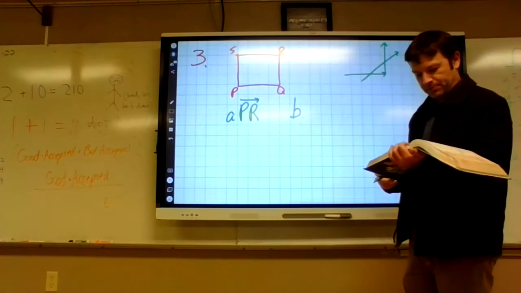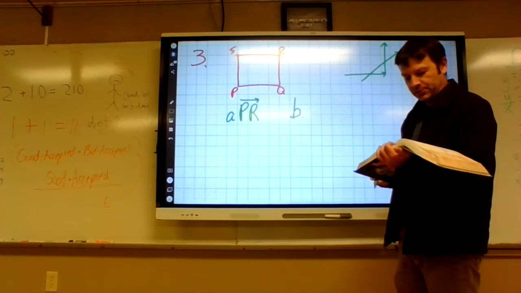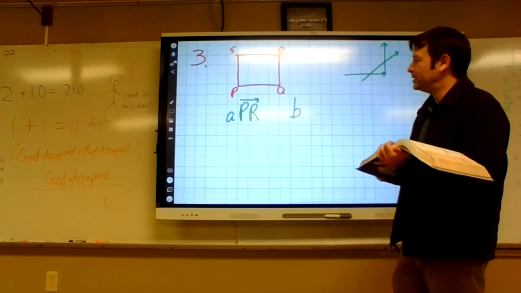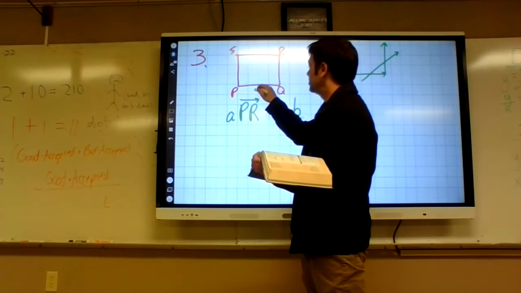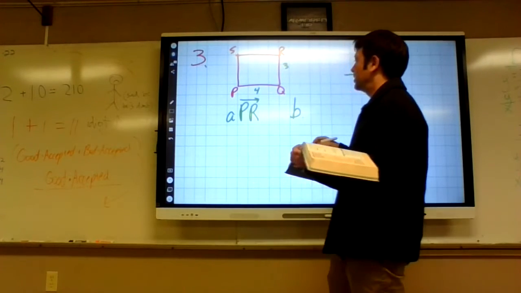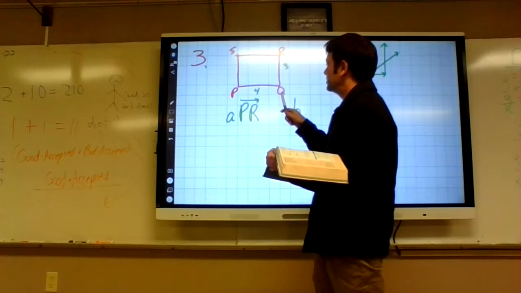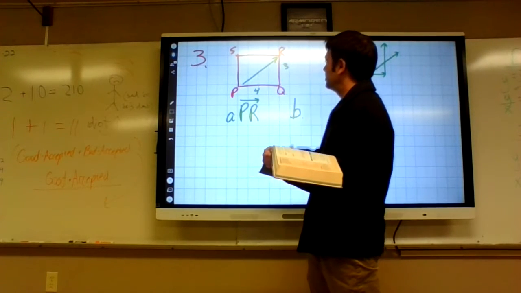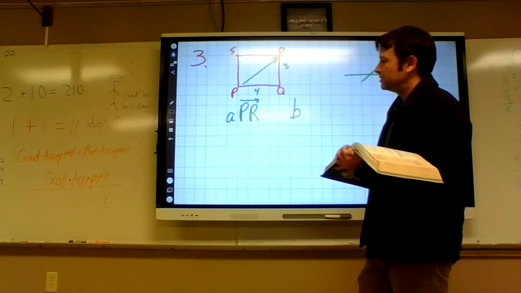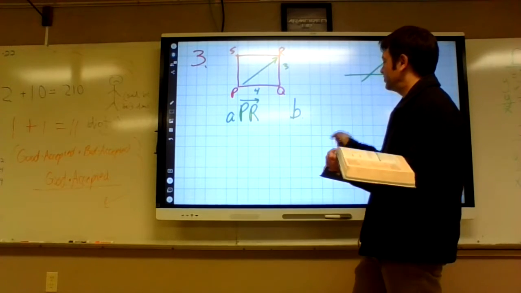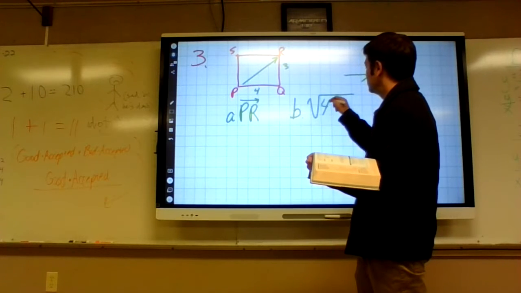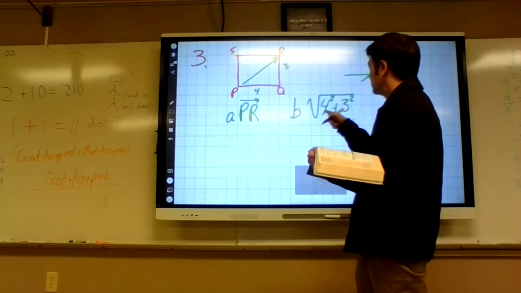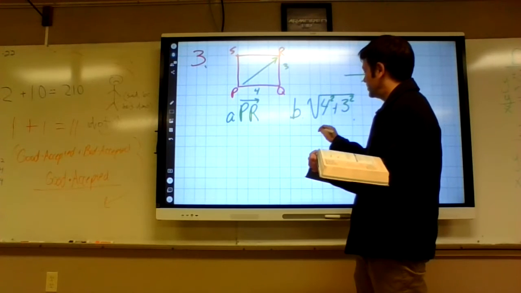Okay, and then B, what did I say those absolute value lines meant? The magnitude, which means the distance, how long it is. So they told us 4 and 3, so how can I find that? The square root of 4 squared plus 3 squared. 16 plus 9 is 25, so the square root of 25 is 5.